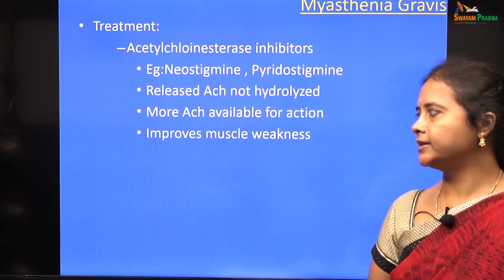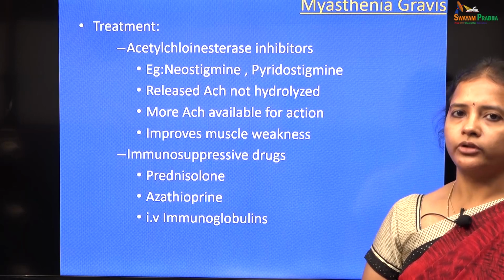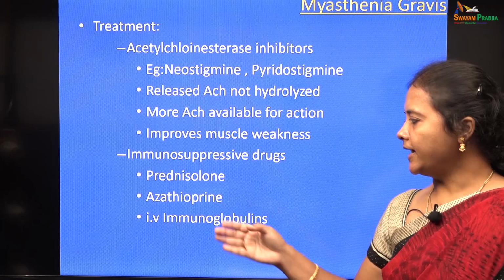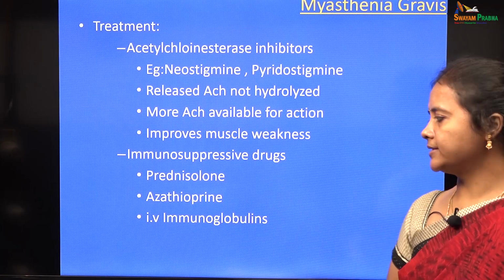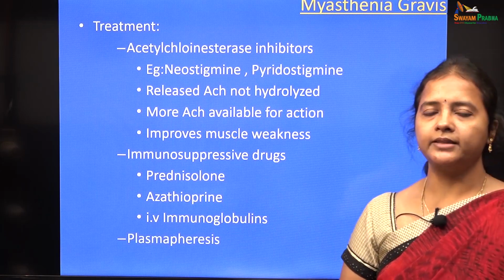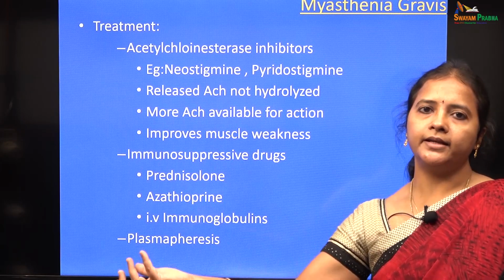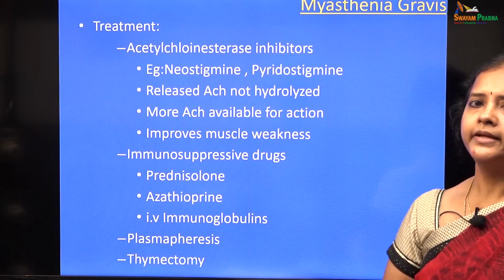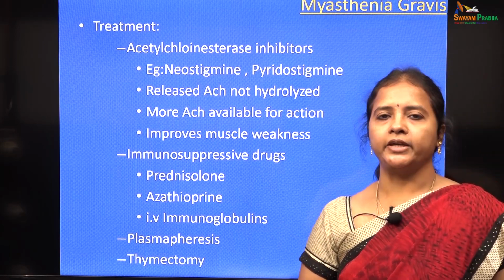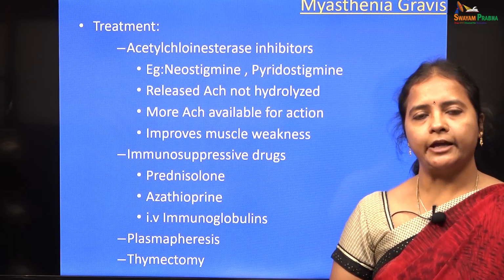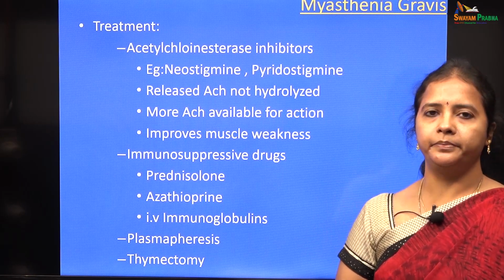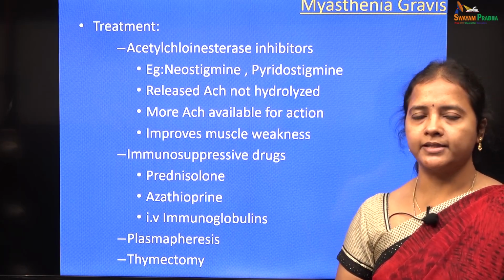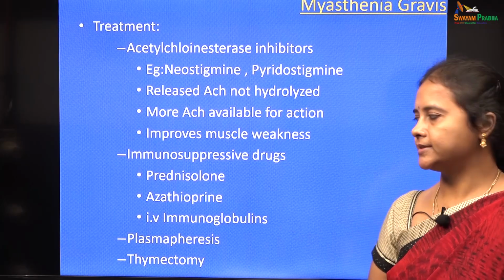So, initially it is treated with drugs, and also because this is an autoimmune condition, immunosuppressive drugs like prednisolone, azathioprine can be used, IV immunoglobulins can be used as a treatment, and plasmapheresis, where the plasma of the patient is exchanged, treated and reinfused into the same patient, or a fresh plasma can be given. And of course, thymectomy. Even in the absence of thymoma, there are theories which have proved that the patients can still have a reduction in the severity of the condition if a thymectomy is done.